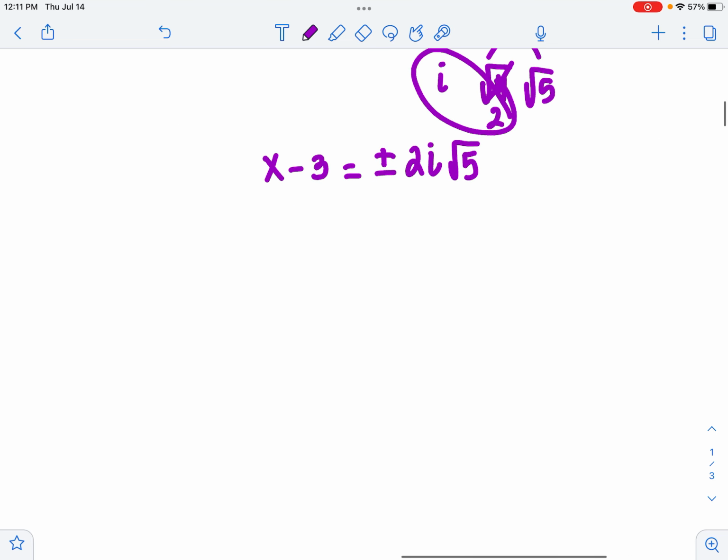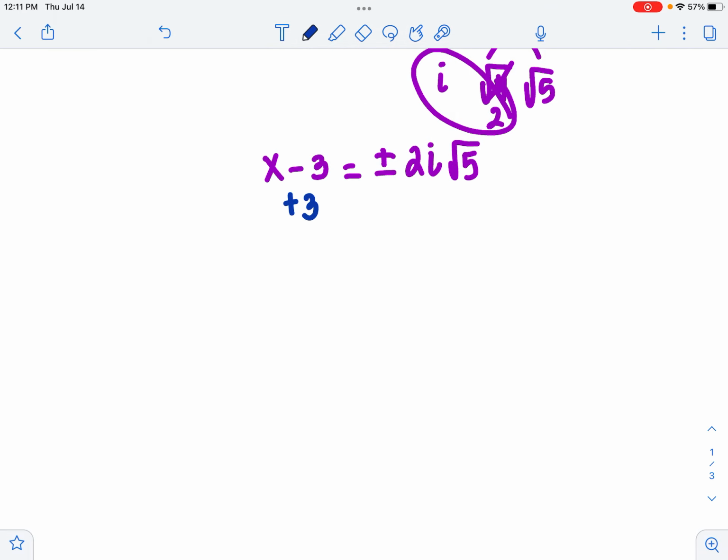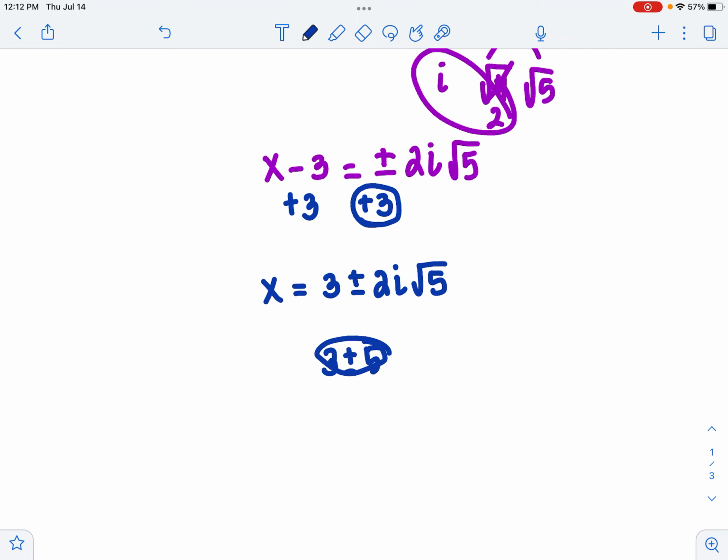All right, now we just have to get x by itself. We're almost there. I just have to add 3 to both sides. So I'm ready to write my answer here. I have x equals 3 plus or minus. We write this number first, remember, 3 plus or minus 2i root 5. And this is my final answer. If this was just a 5, if it was 3 plus or minus 5, I would do 3 plus 5 and 3 minus 5. But I can't simplify it any further. So therefore, that is my final answer.